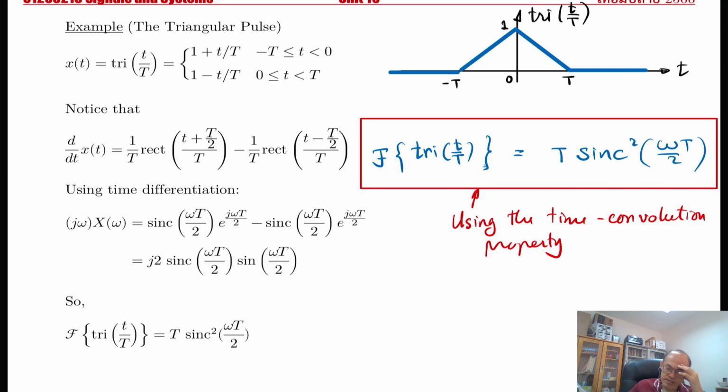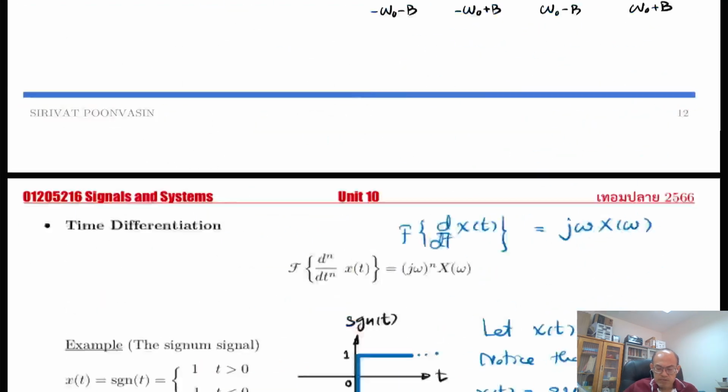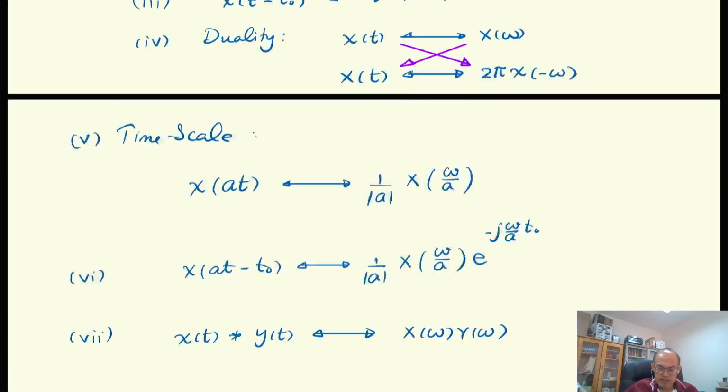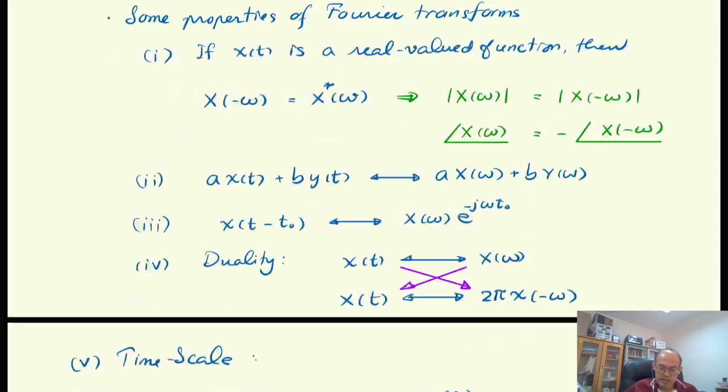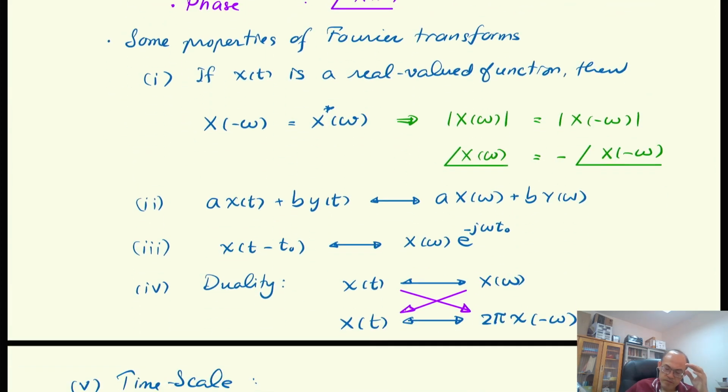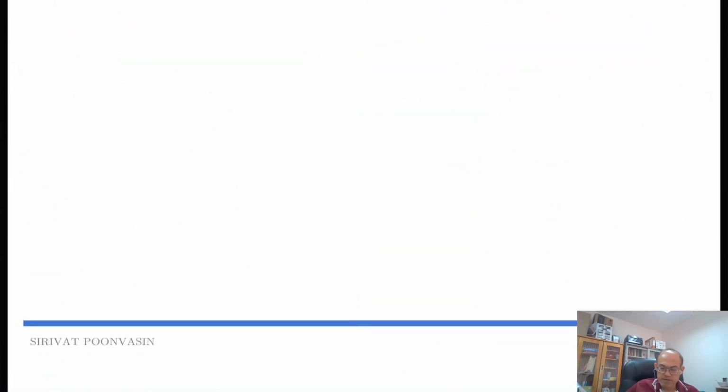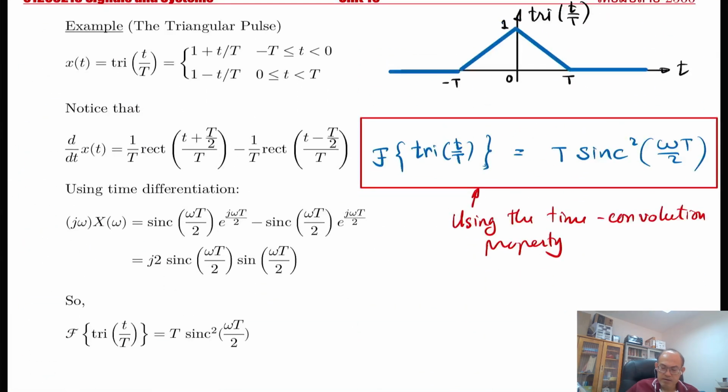Okay, actually, this is the time shift property. Here, this is the time shift property. So I think I have to multiply it by a minus. That is a negative symbol here.